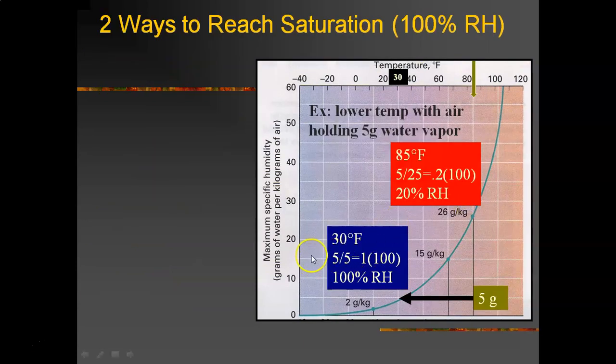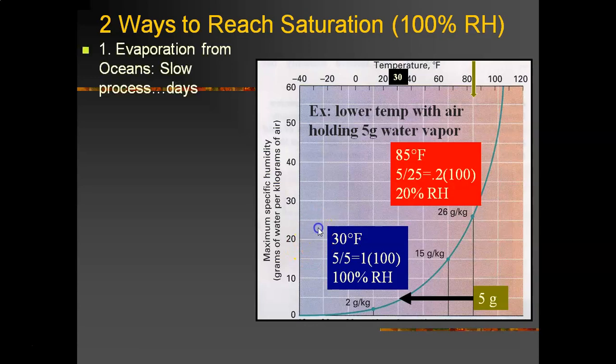All right, so there are two ways to reach saturation. The first way is something that I've already been talking about, evaporation from the oceans, and in our case for Louisiana, mostly the Gulf of Mexico. But it's a relatively slow process. Gradually over days, you've got this slow evaporation into the air, and gradually relative humidity is increasing and increasing and increasing, to the point where you get up to 100% relative humidity. But usually it takes days. All right, so on any one day, the amount of moisture in the air doesn't change that much.